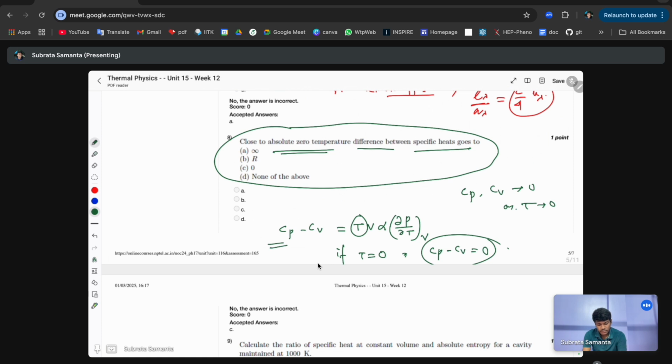So Cp minus Cv, go back to the previous classes and recall your class notes, this thing is derived. Cp minus Cv is related to the temperature. And yeah, so if T equals 0, then this difference is also 0. So option C is correct, right? Yeah, any doubts?